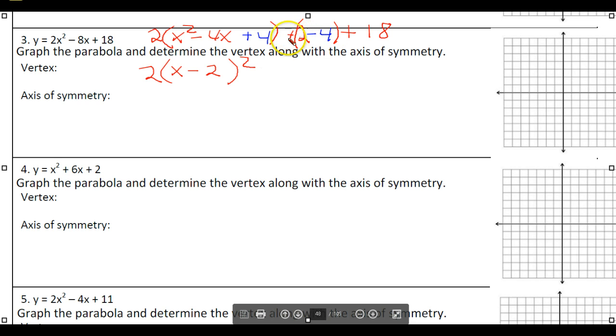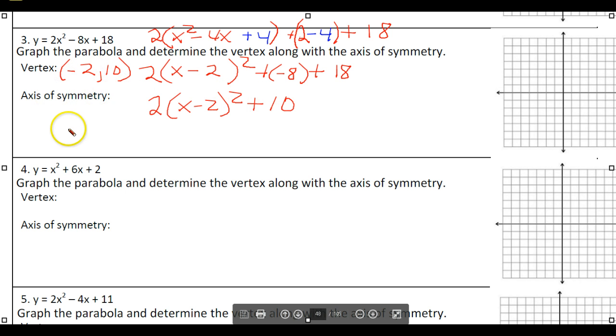So this then becomes plus a negative 8 plus 18. So finally, 2 times x minus 2, the quantity squared, and a negative 8 and a positive 18, this becomes a 10. So our vertex will be a negative 2 and a 10. Our axis of symmetry will be a negative 2.